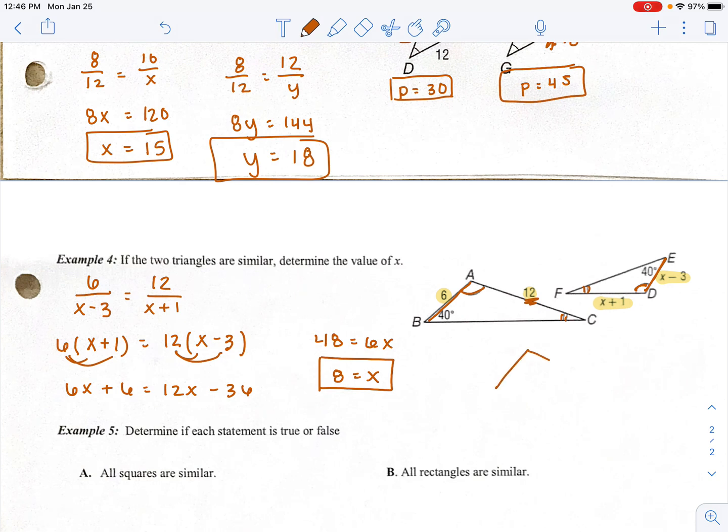If it also helps you, you're more than welcome to redraw this baby triangle here. So if I redraw it so it looks like this, just smaller. All right, I know my 1 should go there, my 2 and my 40. So that means that this is my D, this is my E, and this is my F. I know that DF is x plus 1, and DE is x minus 3.